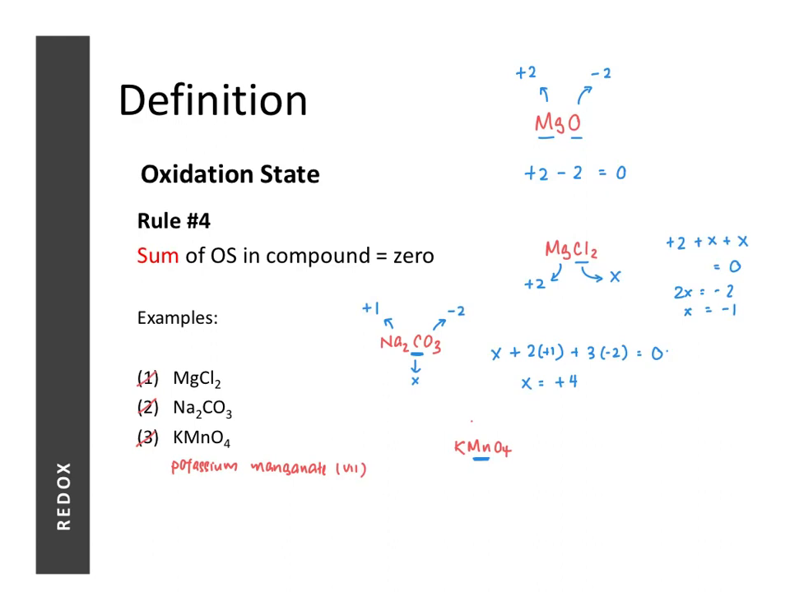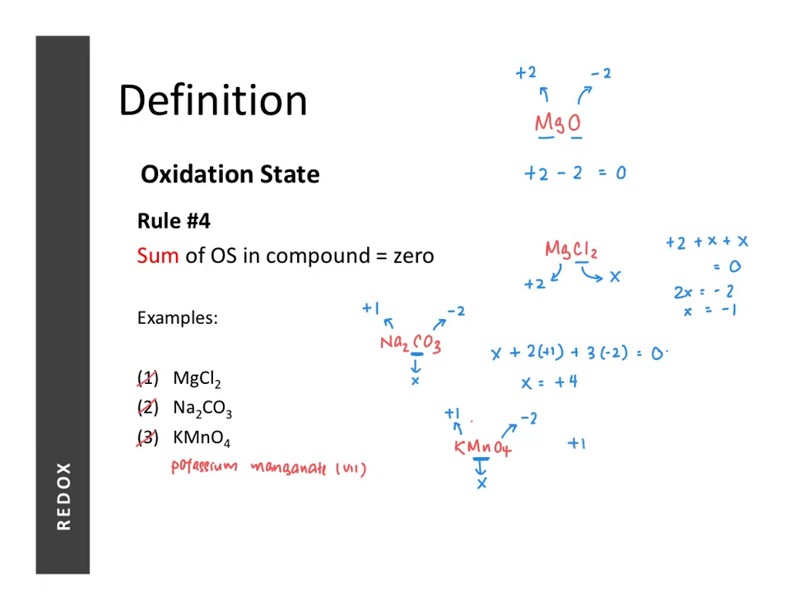It is again by using rule number 4. Potassium is in group 1, so it has an oxidation state of plus 1. Oxygen in a compound is always given an oxidation state of minus 2. Manganese, we don't know, it's a transition element, so it doesn't have a fixed oxidation state, so we let it be X. Now let's sum everything up.